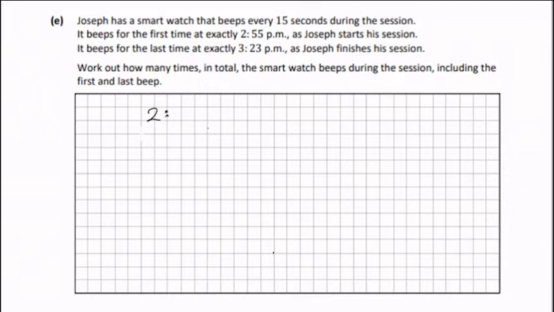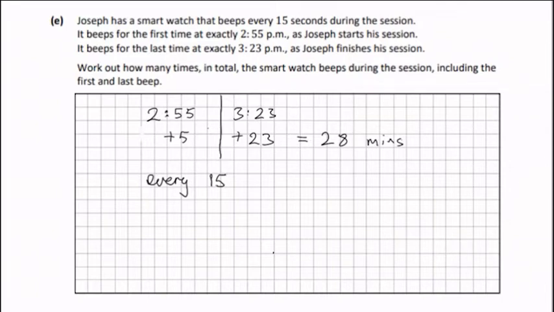Alright, so let's work out how many minutes are in between 2:55 and 3:23. So 2:55, well, we're going to need 5 minutes to go up to 3 p.m. and then we need another 23 minutes to get to the final time. So that's a total of 28 minutes.